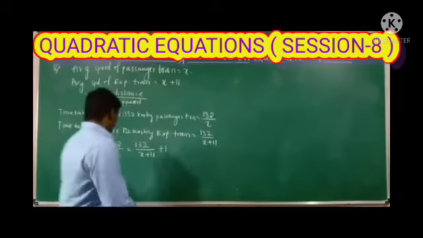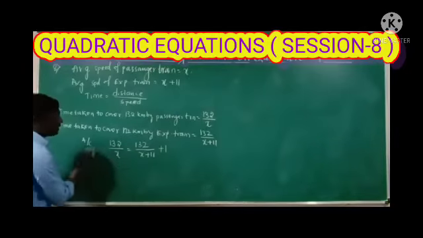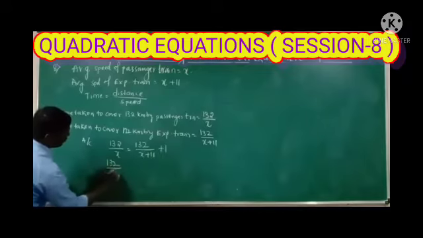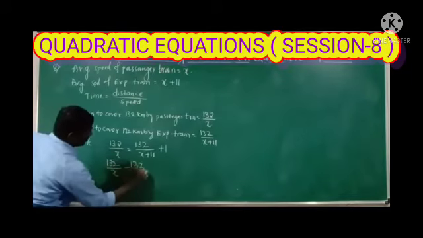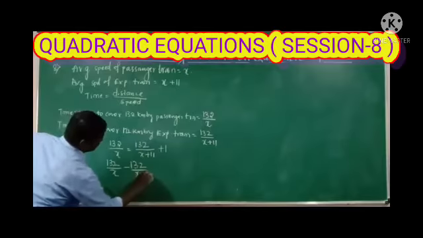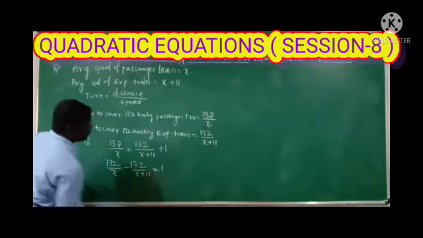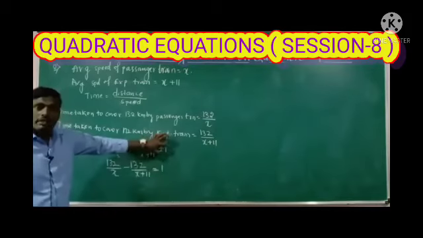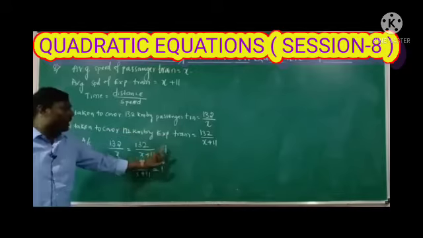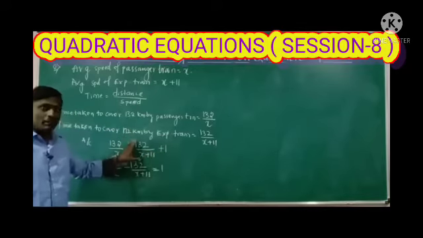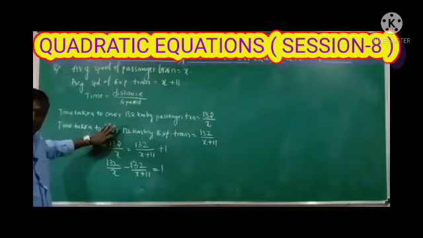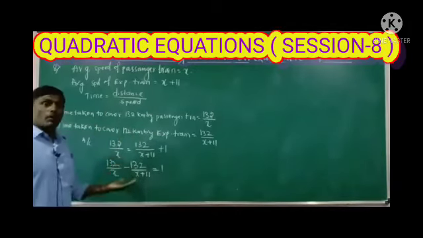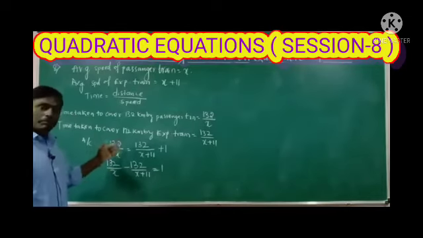Okay, so just take this part to the LHS side: 132 by x minus 132 by x plus 11, which is equal to 1. If it covers the same distance 1 hour before, it means we will add 1 to the express train. If the passenger train takes 1 hour more, it means we are subtracting 1 from the passenger train.